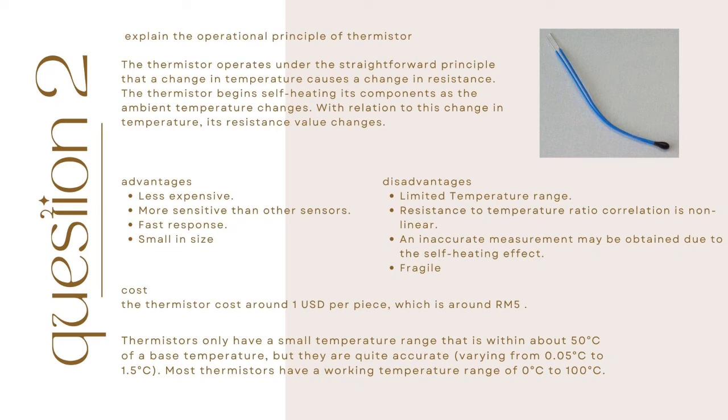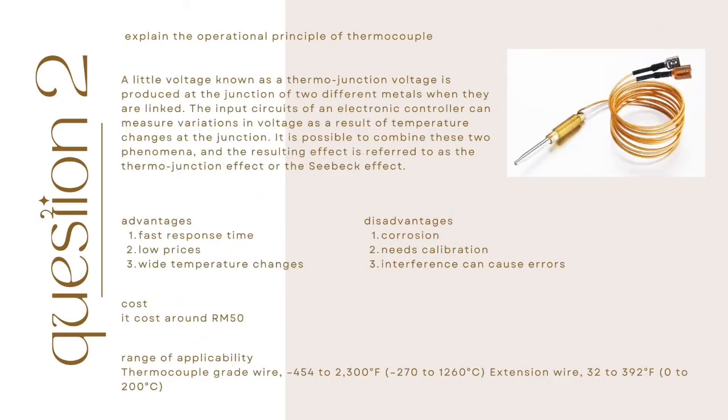A thermistor costs around $1 per piece, which is around 5 ringgit Malaysia. Thermistors only have a small temperature range, within about 50 degrees Celsius of a base temperature, but they are quite accurate, varying from 0.05 degrees Celsius to 1.5 degrees Celsius. Most thermistors have a working temperature range of 0 degrees Celsius to 100 degrees Celsius.